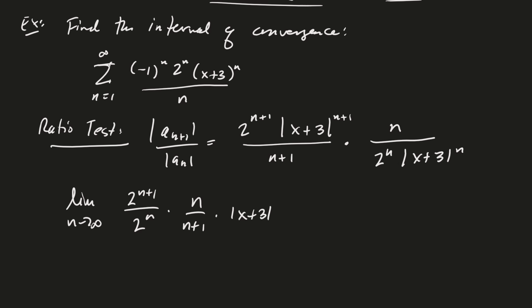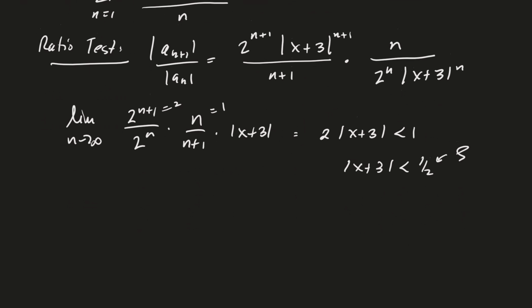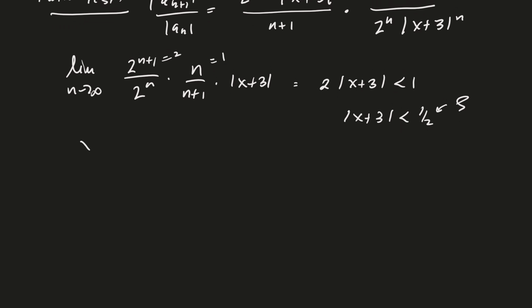Good. So this is just going to be equal to 2. This is equal to 1. And so we just get 2 times the absolute value of x plus 3. The result of the ratio test is we want that to be less than 1, right? So therefore, the absolute value of x plus 3 must be less than 1/2. Good. So the radius of convergence is 1/2. Now, x plus 3 is either equal to 1/2 or x plus 3 is equal to -1/2, right?